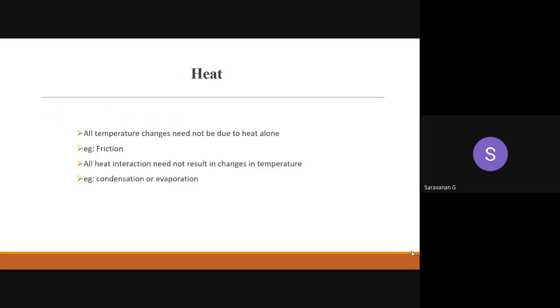Heats. All temperature changes need not be due to heat alone. Example, friction. All heat interactions need not result in changes in temperature. That means condensation, evaporation. Condensation is the liquefaction process. It tends to condense into liquid. It becomes liquid. Evaporation is liquid into vapor. All heat interactions need not result in change in temperature. Similarly, all temperature changes need not be due to heat alone. That is the friction.